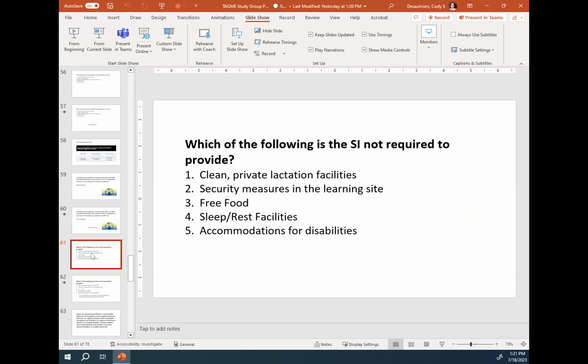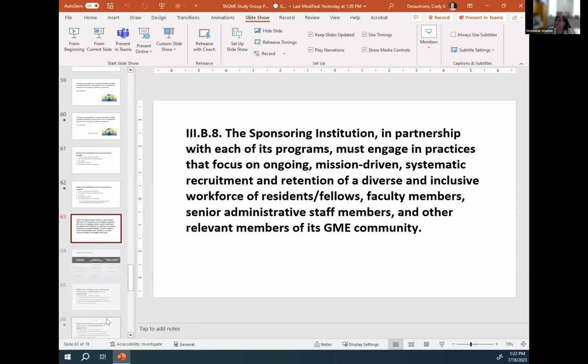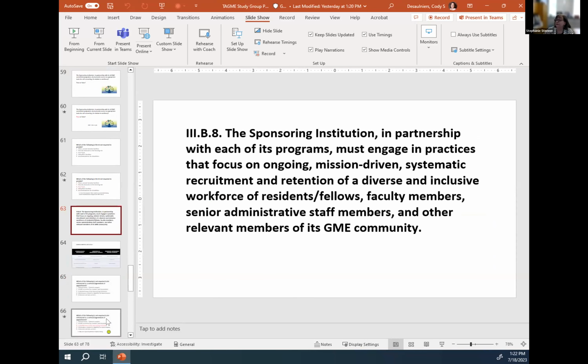Which of the following is the SI not required to provide? Clean, private lactation facilities, security measures in the learning site, free food, sleep, rest facilities, accommodations for disabilities. Free food, which mine asks for free food all the time. Mine too. Yes, okay. All about the food.